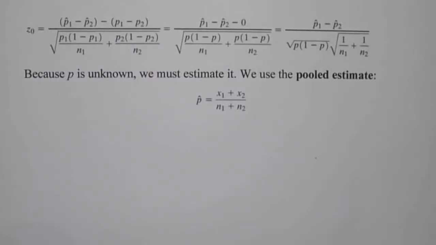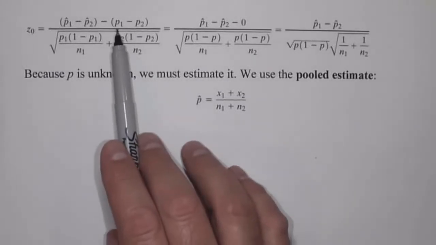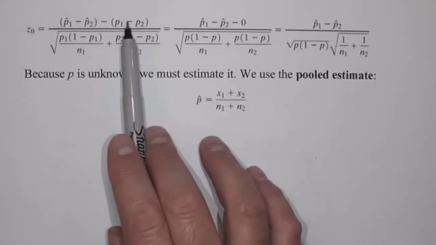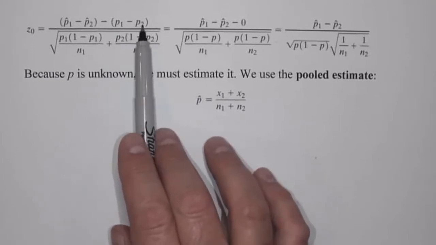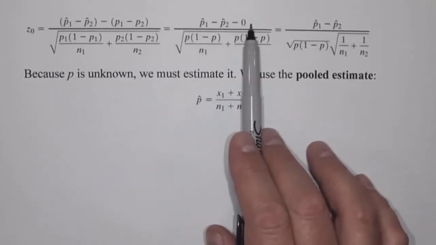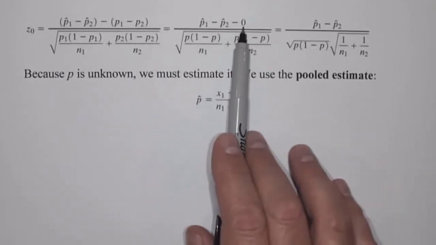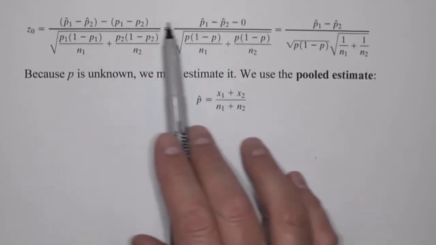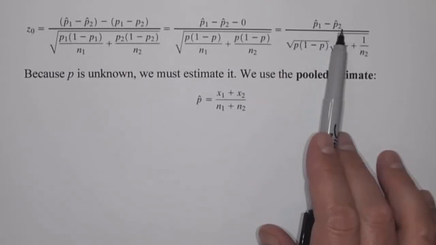But we can simplify that. As a general rule, we're going to assume that the two population proportions are equal to each other until evidence convinces us otherwise. So if p1 and p2 are equal to each other, then p1 minus p2 would equal 0. That's where this is coming from. So if p1 minus p2 equals 0, then we'll just be left with p hat 1 minus p hat 2, which is where this is coming from.